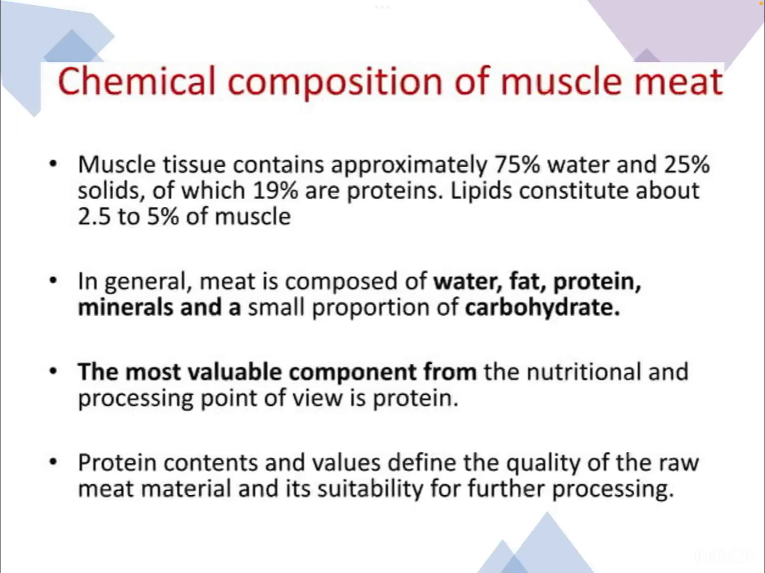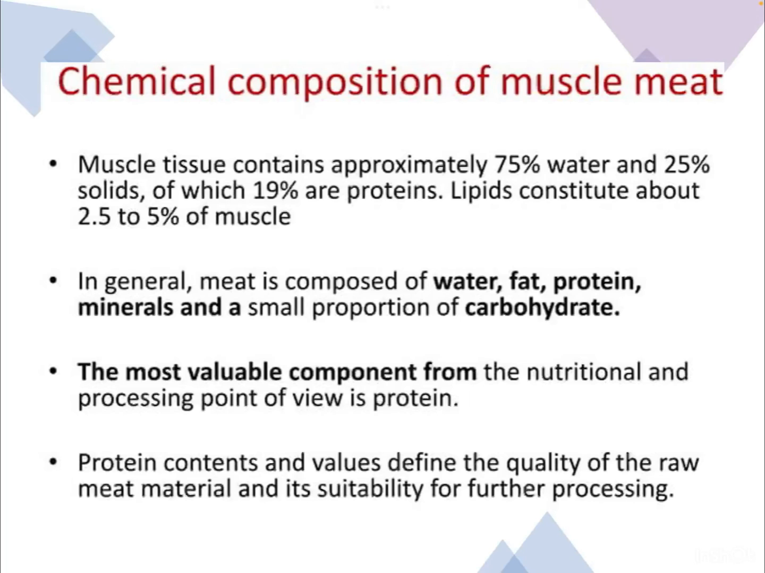Now let us study the chemical composition of muscle meat. Muscle tissue contains approximately 75% water, that is 3/4, and 25% solids, of which 19% are proteins, 2.5 to 5% are lipids, and a very small percentage of biomolecules are carbohydrates. In general, meat is composed of water, fat, protein, minerals, and a small portion of carbohydrates. The most valuable component from the nutritional and processing point of view is protein. That is why people consume meat.